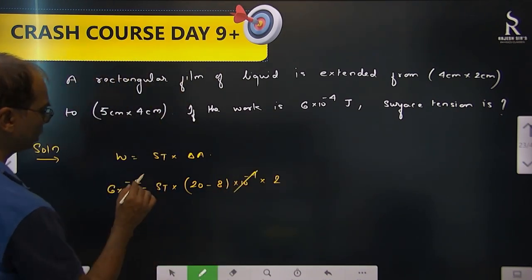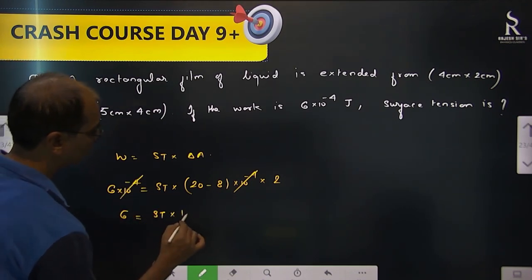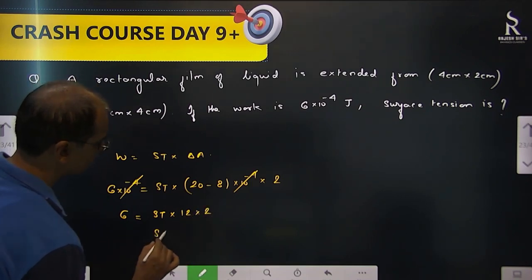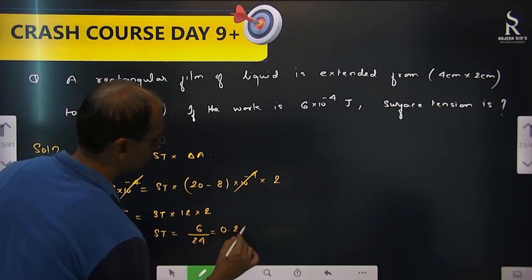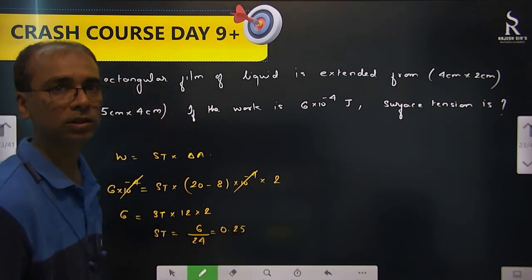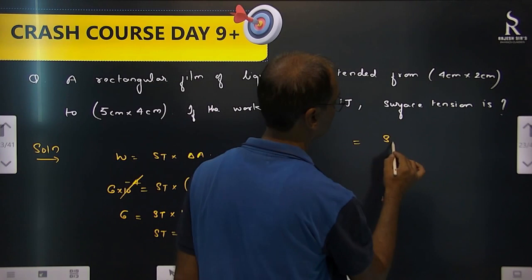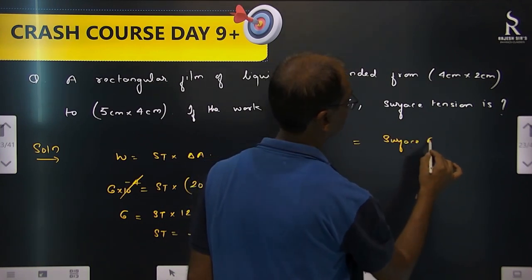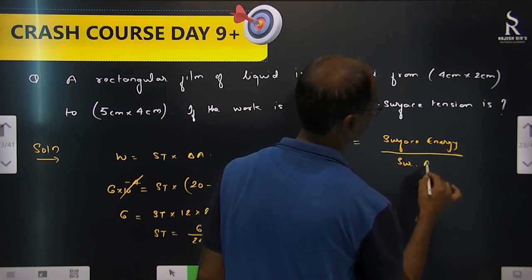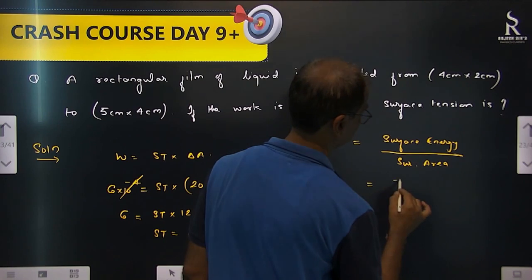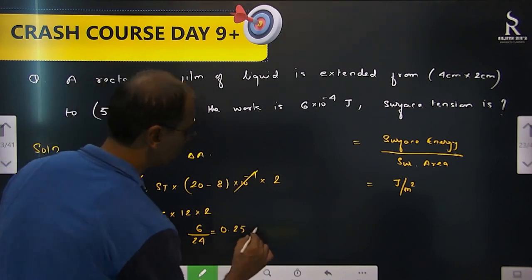10 to the power minus 4, 10 to the power minus 4 cancelled. Now this is 6 equals surface tension into 12 into 2. The surface tension is 6 by 24, that is 0.25. What is the unit of surface tension? We didn't discuss so far, right? So it's energy by area, surface energy by surface area. Energy means joule, per meter square. So joule per meter square.